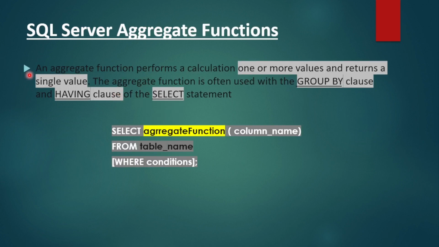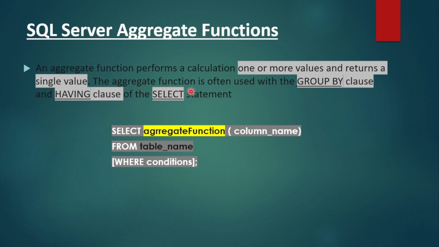SQL Server aggregate function. Basically, an aggregate function performs some calculation on one or more values and returns a single value from it. It takes one particular column, performs some calculation on that particular set of values, and returns a single value from it.